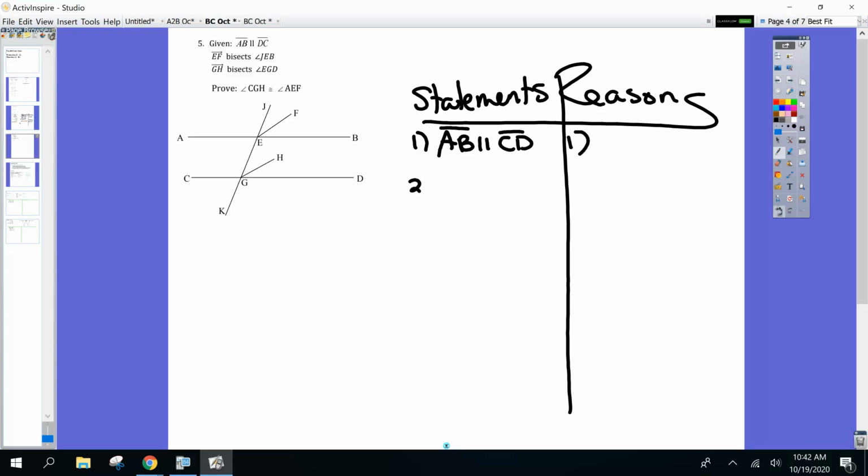Oh, sorry. And I got the whole bisects in there. I'll have to write that in. All right, let's roll. First, let me highlight the angles we need to prove. There they are. Those are my 2 angles I need to prove.